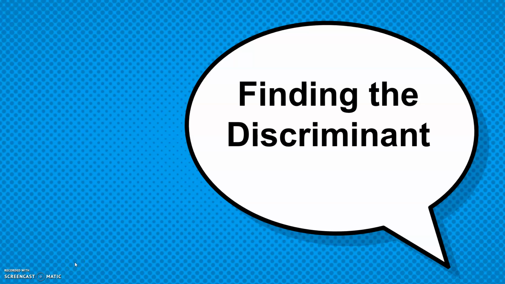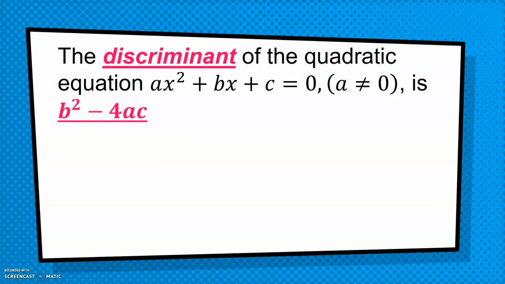In this video, we're going to be finding the discriminant of quadratic equations. So let's define what that is before we start using it. The discriminant of the quadratic equation ax squared plus bx plus c equals 0, where again a is not equal to 0, is b squared minus 4ac. That should look familiar after our practice with the quadratic formula. The b squared minus 4ac is the part of the quadratic formula that's underneath the square root sign.